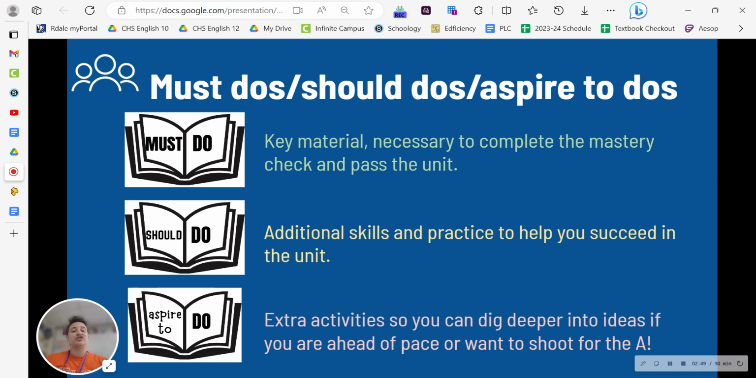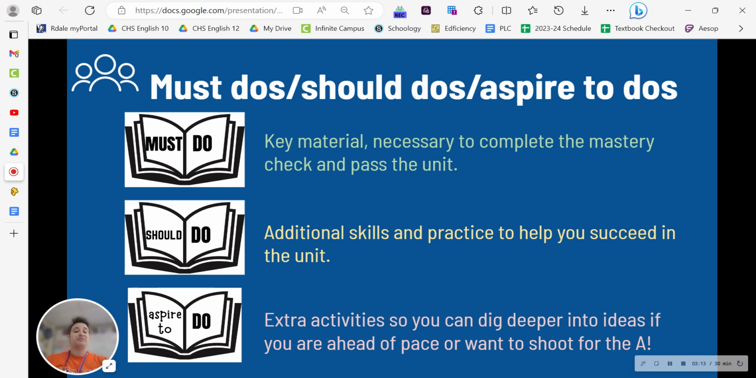Should-dos are additional skills and practice to help you succeed in the unit. They're really useful to make sure you fully understand the material and will do well in the course, but they're a little lower priority than must-dos. You should try to do as many should-dos as you can, but you don't need to do every single one.